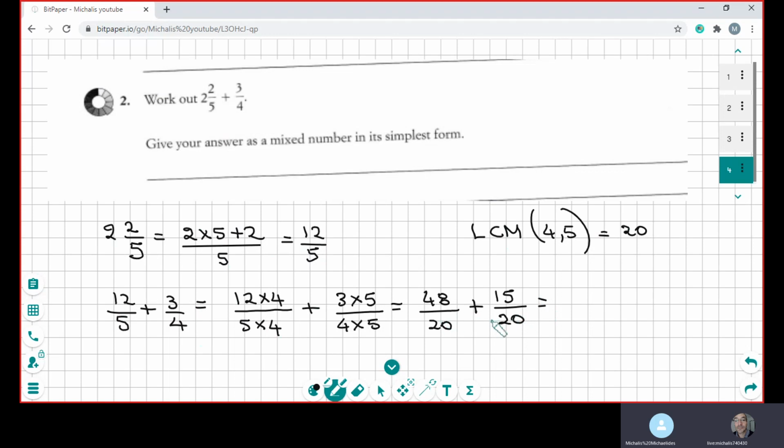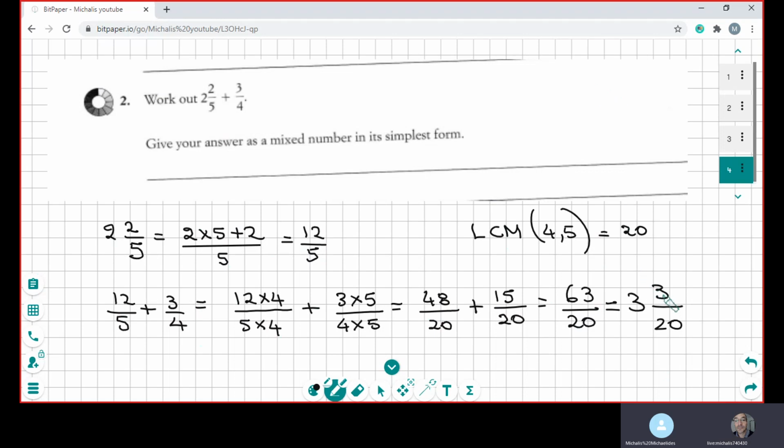Since both of the fractions have the same denominators, I add the numerators, and then the answer is 48 plus 15 gives you 63. 63 over 20. If I want to convert this into a mixed number, I check how many times 20 goes into 63. It goes 3 times. The remainder is 3, and the denominator is always 20 here. So the answer is 3 and 3 over 20.